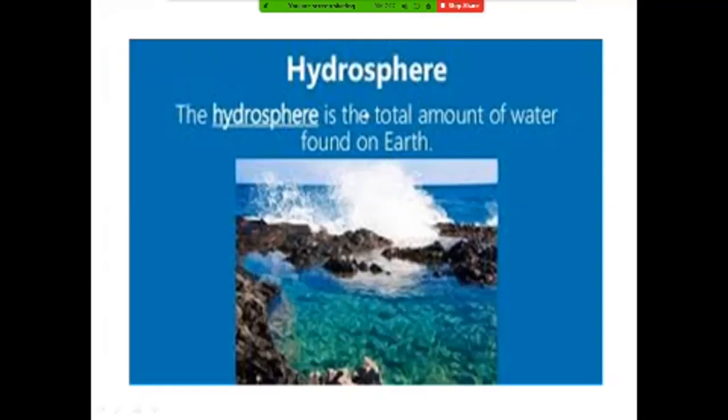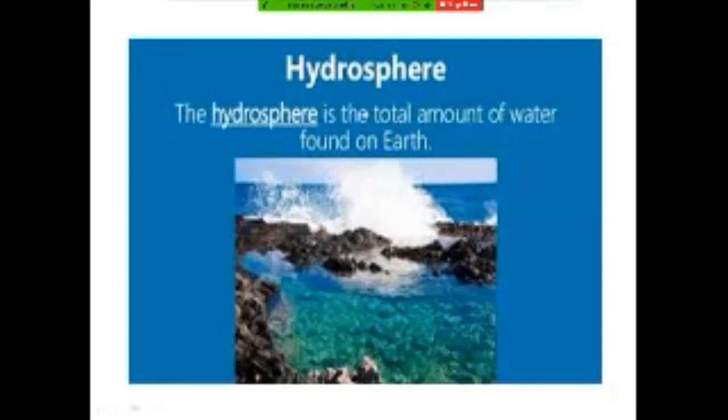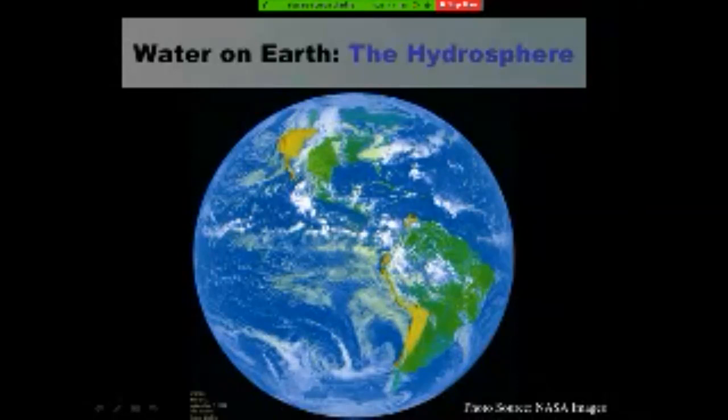Now, we are going to see the picture. The hydrosphere, what does it say? It is the total amount of water found on the earth. Water on earth. If you observe the earth, as I just told you, we call our earth a blue planet or the watery planet. We see more blue color. This whole blue color is the hydrosphere, and this green and yellow color here is the continents. This is South America and this is North America. Okay, so try to understand.